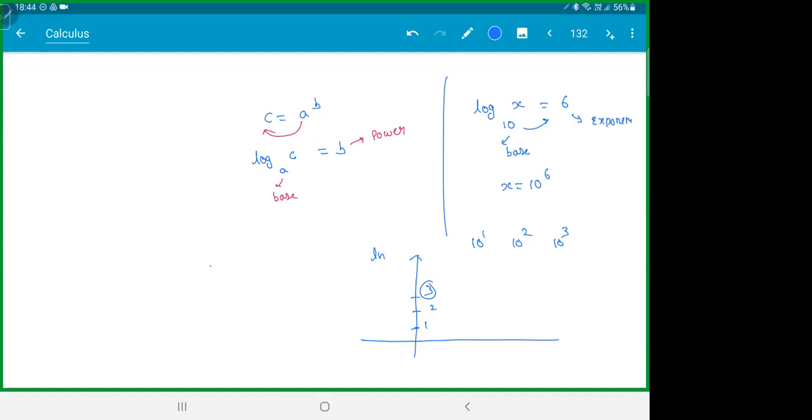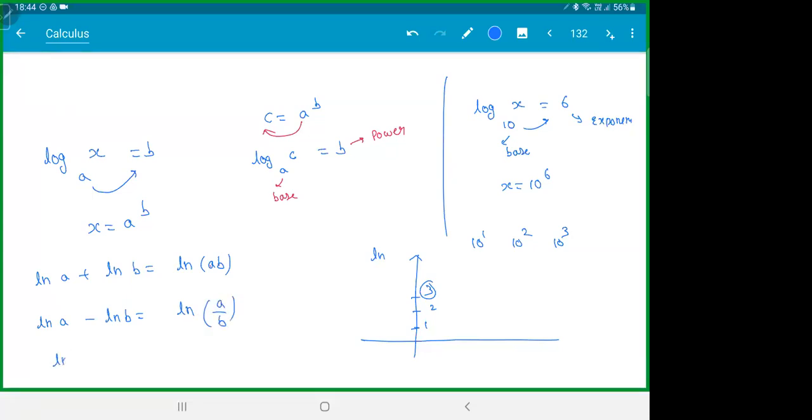Let the maths people teach you more. The one concept I want you to know is this: if you have something like log x to the base a is equal to b, you can simply shift a to that side, and it will become x is equal to a power b. That is one thing you should know. If you have ln a plus ln b, this can be written as ln ab. Ln a minus ln b can be written as ln a by b. And ln a to the power of n, the n comes out, so it becomes n ln a. ln is the natural logarithm. These are some other things which you should know.